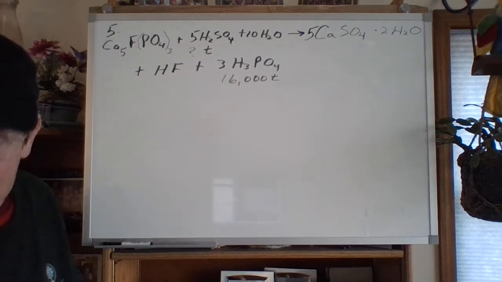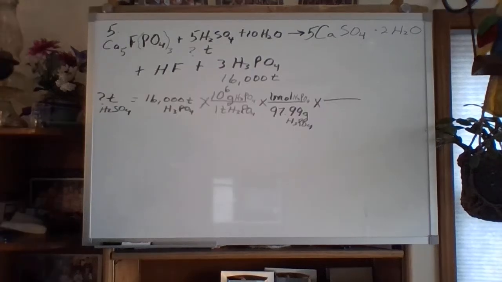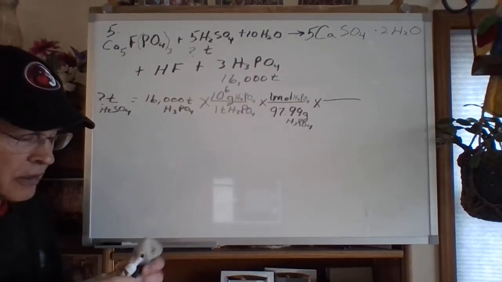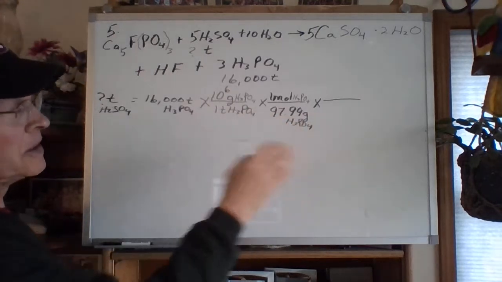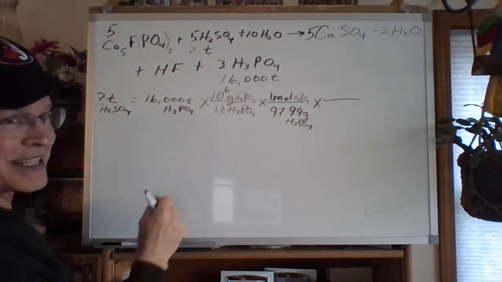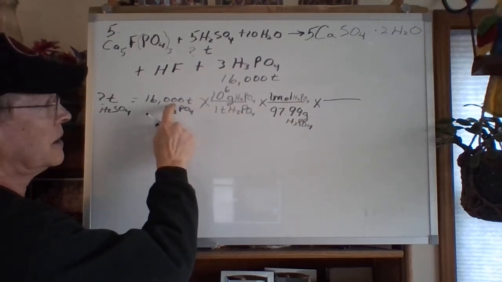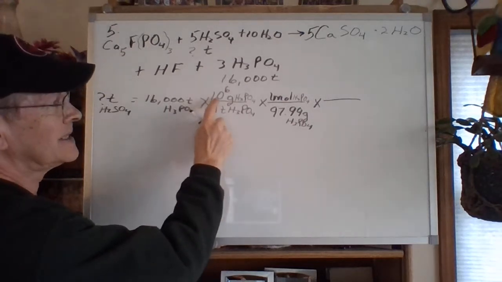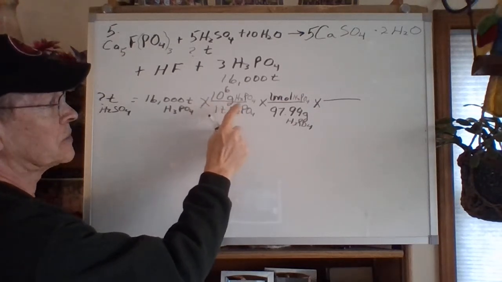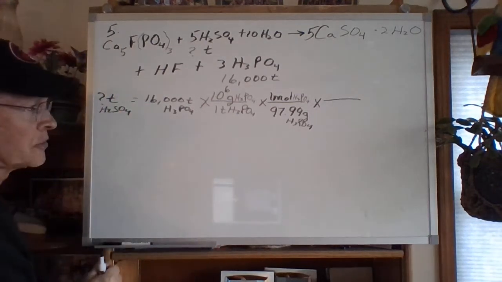Well, let me write out the equation. I don't want to get too far ahead of you, but here's what I've got so far. We're going to take up a part of another line. This is kind of a long factor label method. The first thing we do is change tons to grams. There are 10 to the 6th grams of phosphoric acid in a metric ton of phosphoric acid.